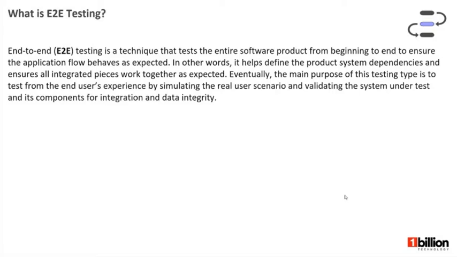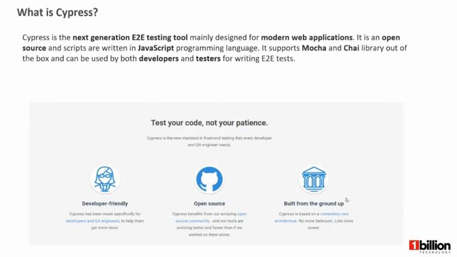It can be done manually or we can automate that. So our topic is how to automate this end-to-end process with Cypress. So what is Cypress? Cypress is built for modern web applications. Nowadays almost all web apps are based on JavaScript or Angular kind of things, right? So we have to use modern automation tools to test that.